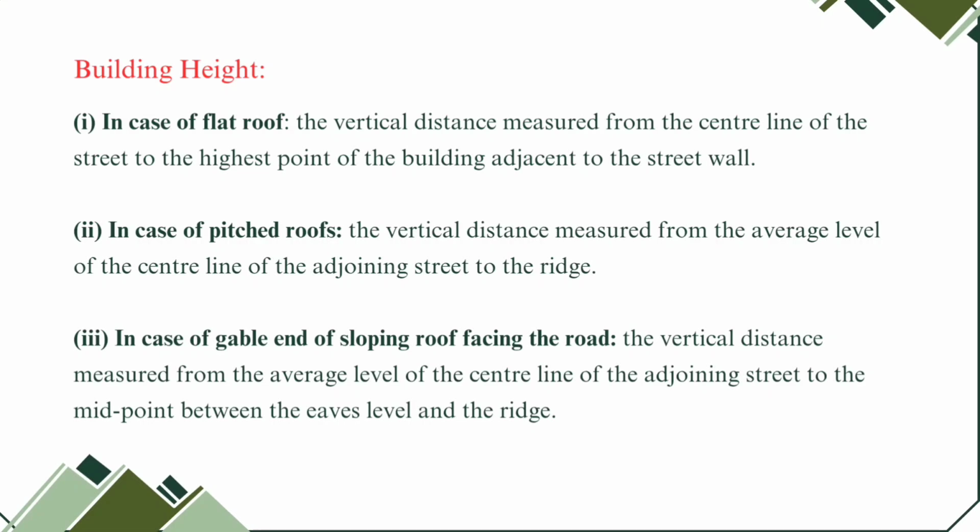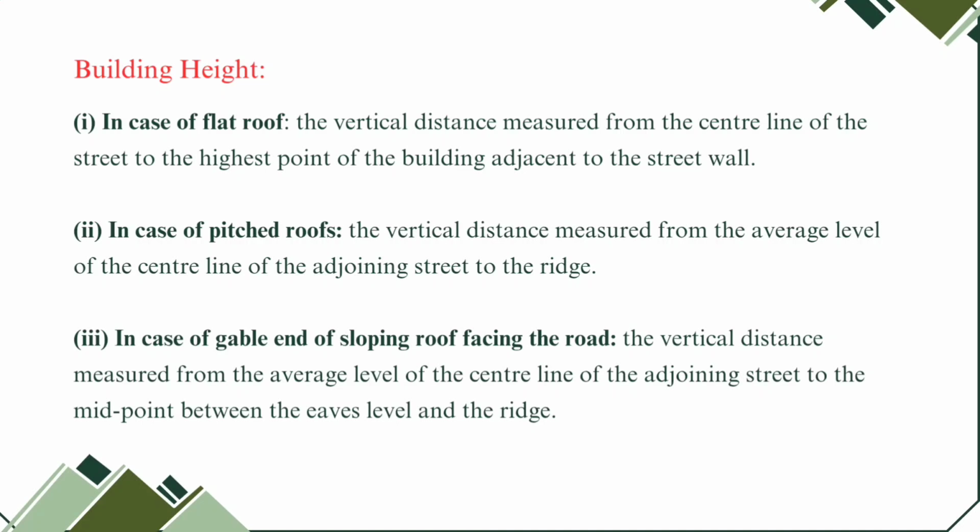Now the next term is the building height, the most important parameter in construction of the building. So we'll discuss this in three different points. The first one, in the case of the flat roof, the vertical distance measured from the center line of the street to the highest point of the building adjacent to the street wall. In case of pitched roofs, the vertical distance measured from the average level of the center line of the adjoining street to the ridge is known as building height.